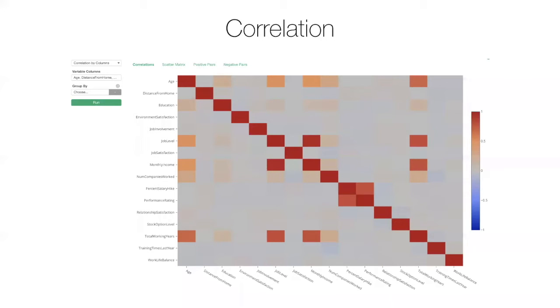In this case, the darker the red, the higher the positive correlation. The darker the blue, the higher the negative correlation. And when you see gray in between, that means there's almost no correlation there. So, okay.